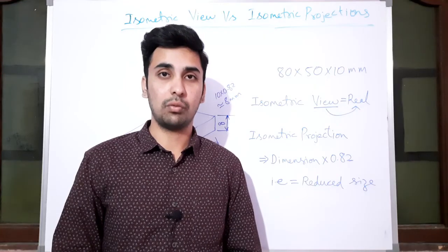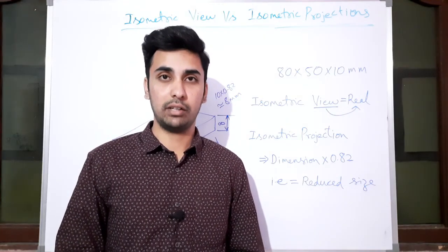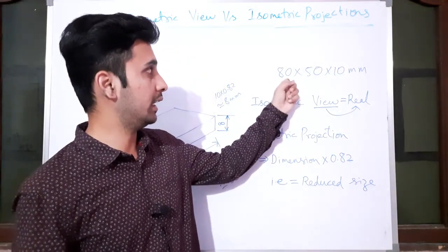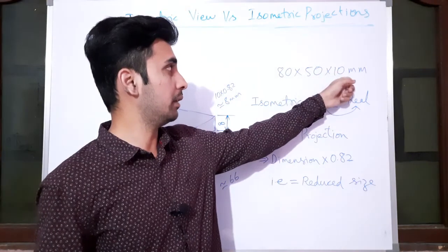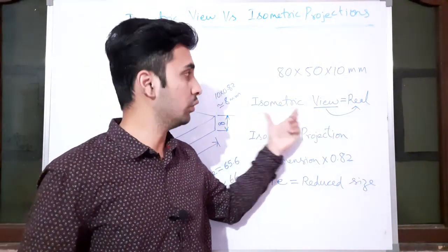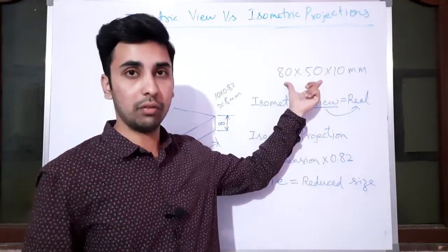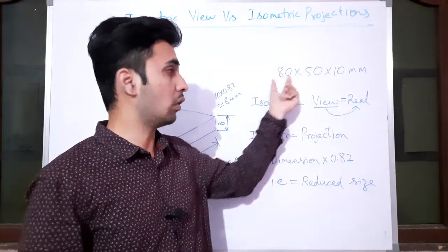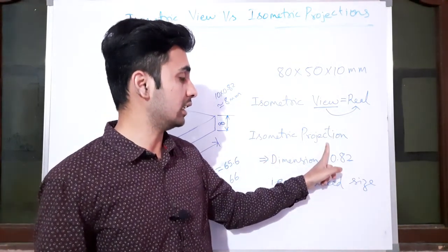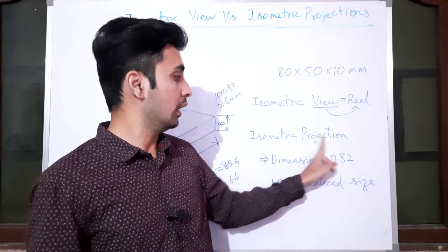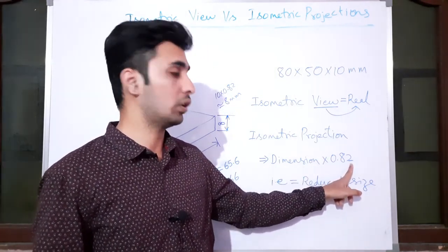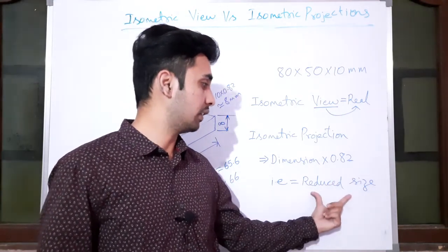Okay, let us discuss what is meant by isometric view and what is meant by isometric projection. We have taken a block of 80 by 50 by 10 mm dimensions. Whenever an isometric view is asked, you need to take real dimensions. That is what we have done in this problem: an 80 mm long line. But if you are drawing an isometric projection, then the real dimensions given are multiplied by 0.82, so the dimensions get reduced.